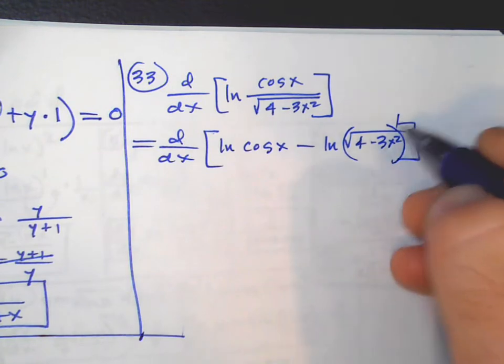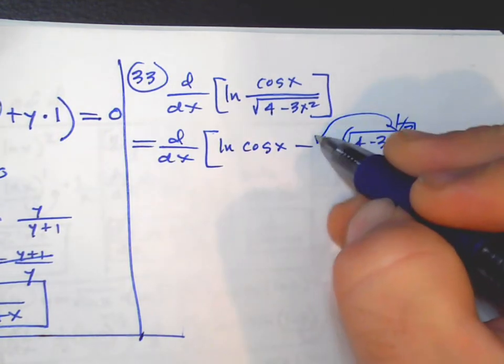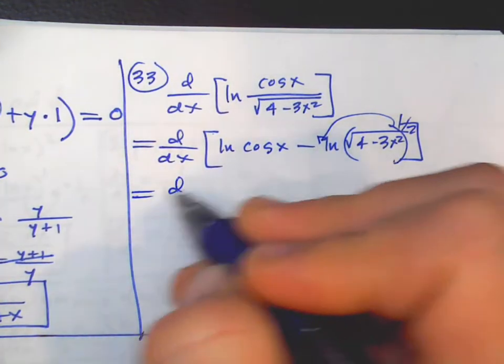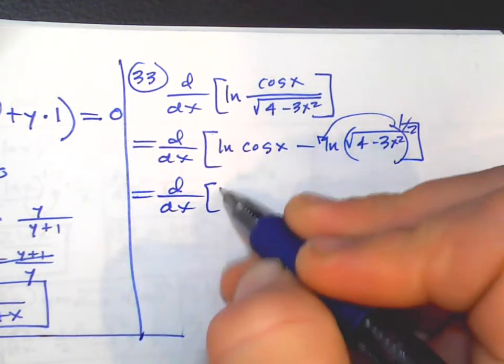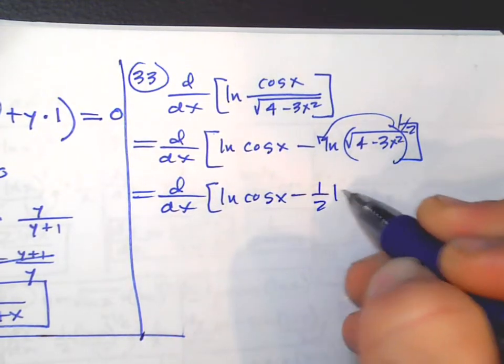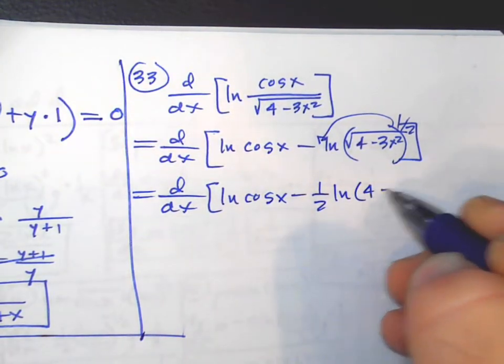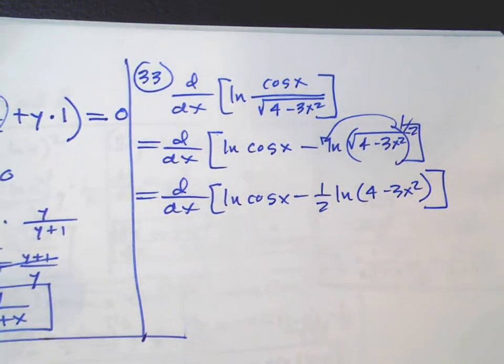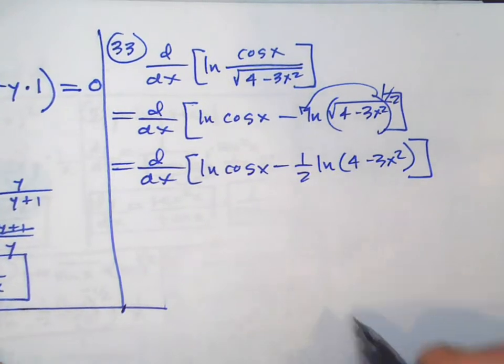We could also change this to a 1/2 and move it out in front. That gets rid of an extra chain rule step. So I haven't done any work here. I've just rewritten it. Now, I think that's about as far as we can go with this one. But if you use log rules to break it up, it makes the derivative a lot easier.